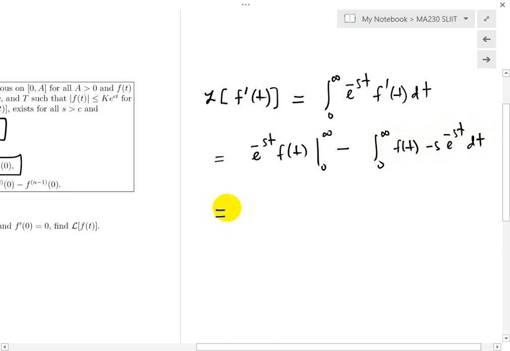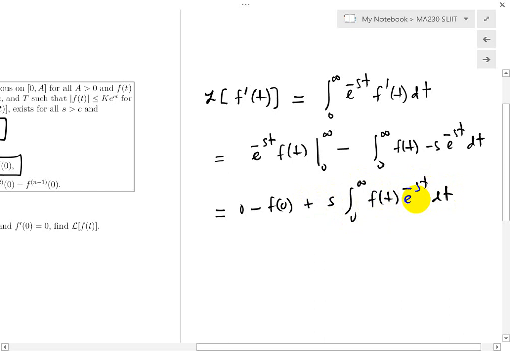Note that f is of exponential order. As usual, if you remember our argument last week, when t goes to infinity, this term goes to 0. That's the point of taking a function of exponential order. When t is 0, e to the 0 is 1. So here you are going to have 0 minus f(0). Then you have plus s times the integral from 0 to infinity of f(t) e to the minus st dt.